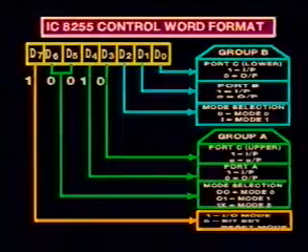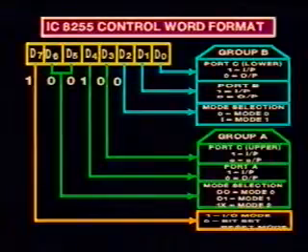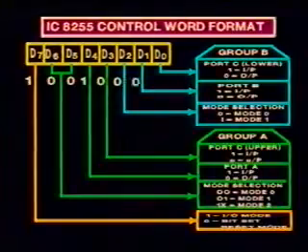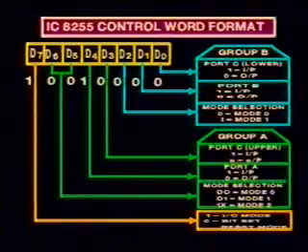Group B has to work in simple I/O mode. Therefore, bit D2 is 0. Port B has to be output port, so D1 is made 0. Port C is not used. Therefore, D0 is made 0 or 1.